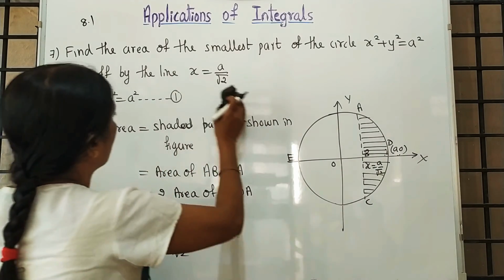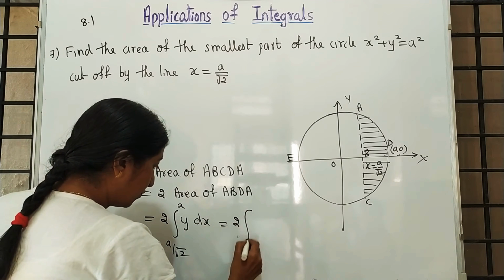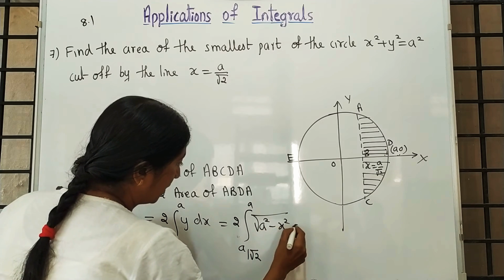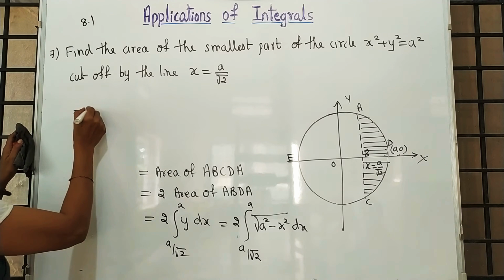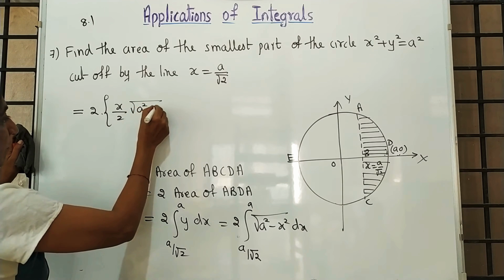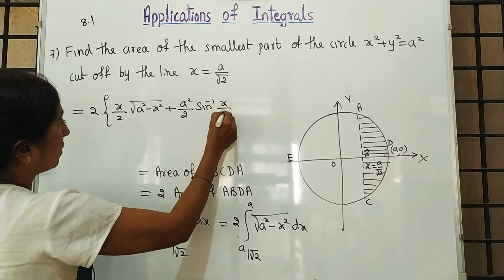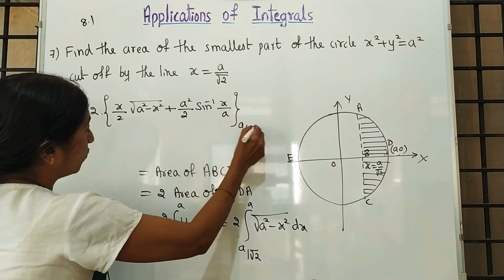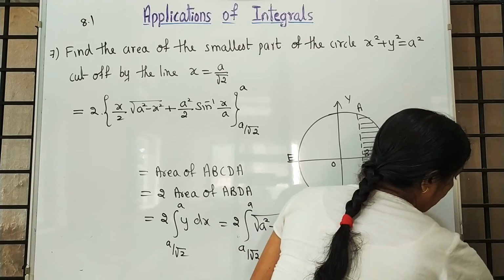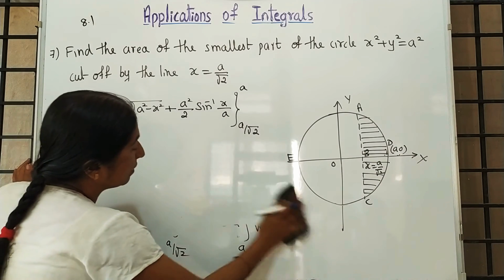So, we have to write the y value from the circle. What is the y value from the circle? It is 2 integral from a by root 2 to a, y is root of a square minus x square into dx. 2 into, in the bracket, x by 2 root of a square minus x square plus a square by 2 sine inverse of x by a, from a by root 2 to a. Now we wrote the integration, write down the values. Upper limit is a, lower limit is a by root 2.